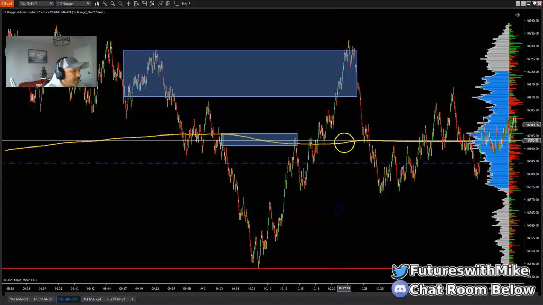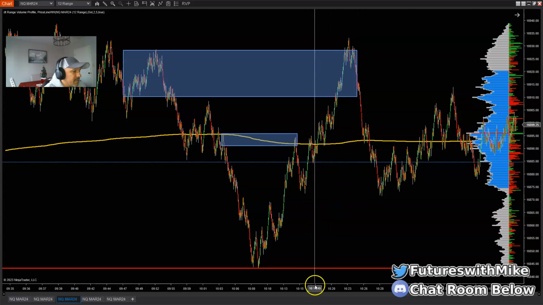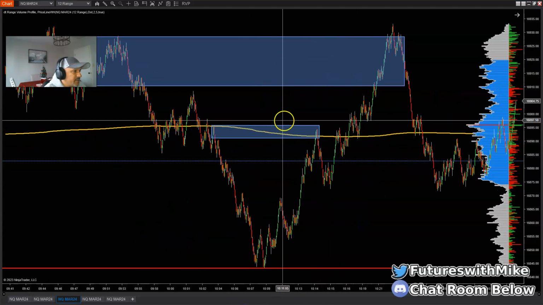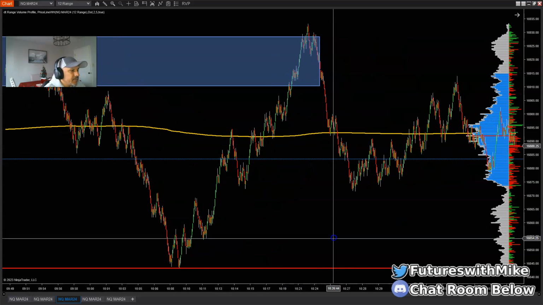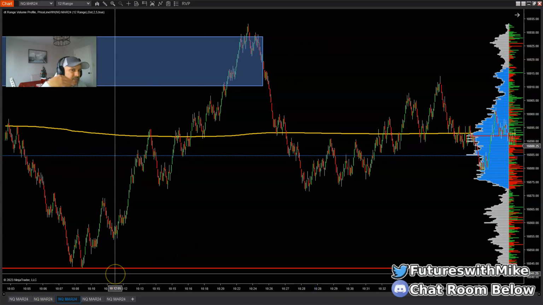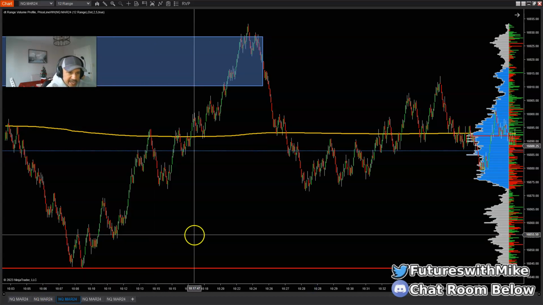It pulls back up to this key area of supply right here. Focus on this box right here. Don't focus on this one right here. Remove that. This area right here. So when it taps back into a supply area, we're looking for the market to reject.